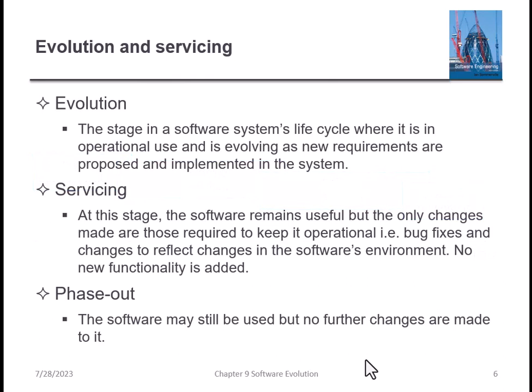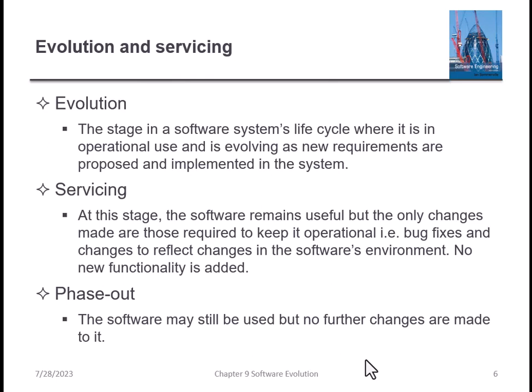Evolution is the stage in the software system life cycle where it is in proper operational use and is evolving as new requirements are proposed and implemented in the system. Servicing: at this stage the software remains useful, but the only changes made are those required to keep it operational. Bug fixes and changes to reflect changes in the software environment. No new functionality is added. So servicing here is bidirectional actually.